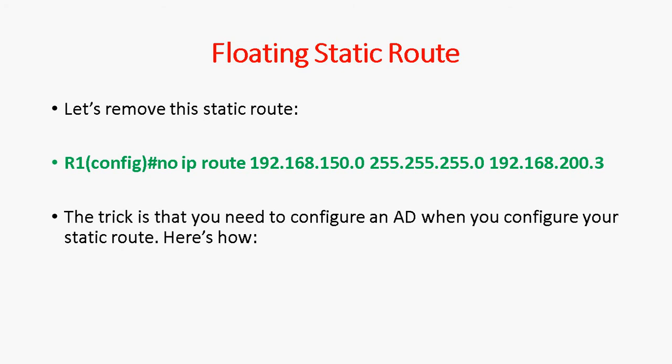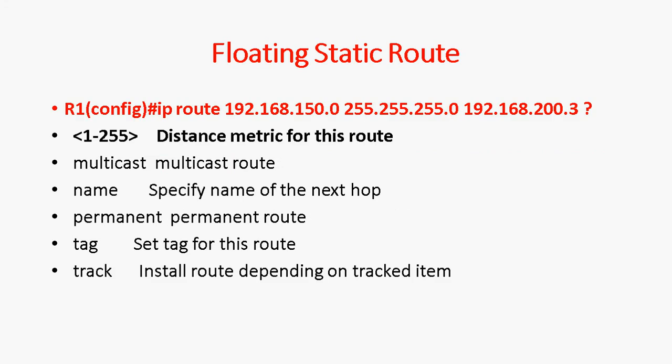So I am removing the static route. Go to global mode and give no ip route, network ID, subnet mask and next hop IP. After removing this one, I have to configure the static route again with an AD value. The trick is we can change the AD value of a static route. By default the AD value is 1.